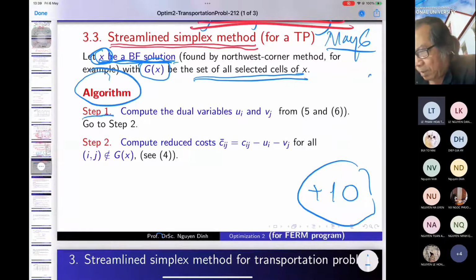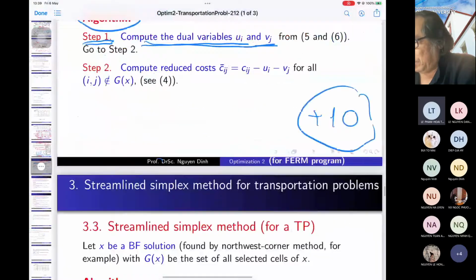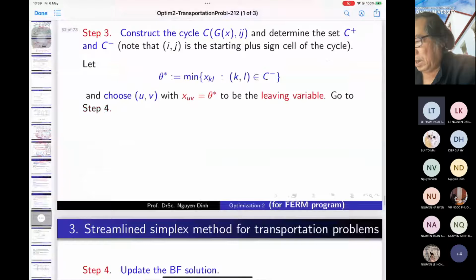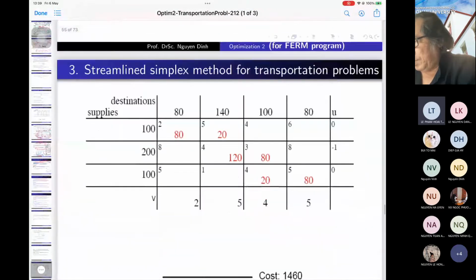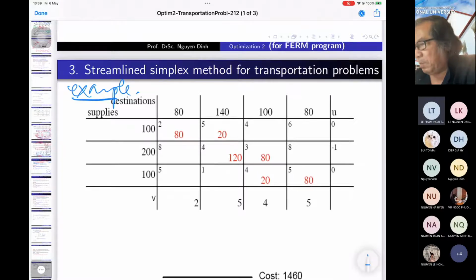Step 1 is to compute the dual variables ui and vj. You know how to compute it, is that okay? Let's take an example. I remind you again about the way to calculate here. For example, the numbers written here are the feasible solution.